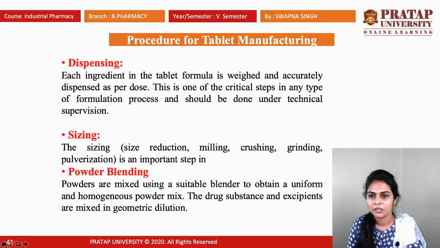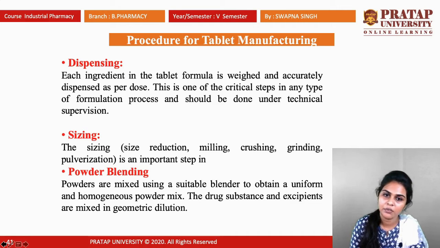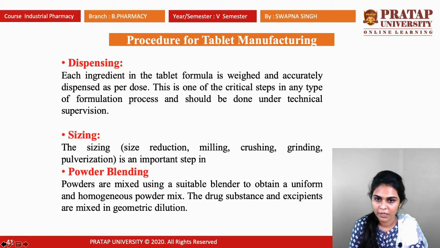Next is sizing. The sizing process is a very important step for size reduction of the ingredients before tablet manufacturing. This step makes compression easy. For size reduction, different equipments are available, and different methods like milling, crushing, grinding and pulverization. It is also an important step.